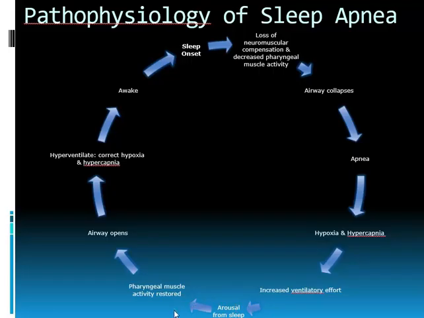And when we're awake, typically that pharyngeal muscle tone is restored, so the airway is able to open, and you'll see the person hyperventilate. They really try to blow off that excess CO2 and bring their oxygen levels back up. They are awake, and then they fall asleep, and it all can happen all over again. So it's this nasty cycle that can continue to get worse and worse and worse as the night progresses.